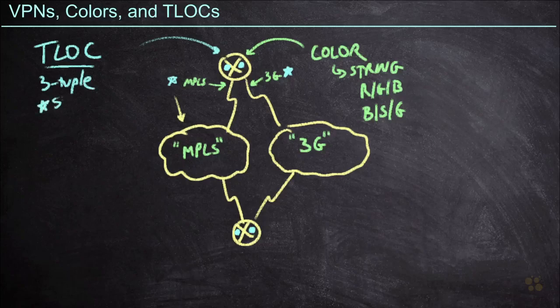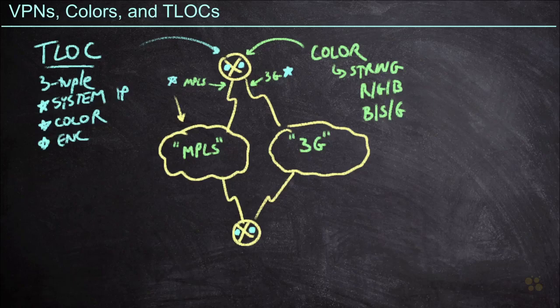First of all is the system IP of the router. We can't have the same T-lock on two different routers, and so the system IP is going to tell us which router it belongs to. Second of all is the color. That's an important concept as well. We need to know which circuit we're attaching to. And lastly, we have the encapsulation type. Because remember, we can choose between IPsec and GRE, and so as part of this connection type, we need to know which type of connection we're going to use.